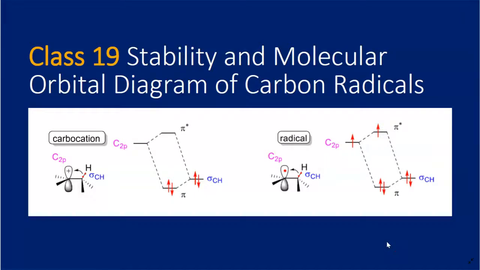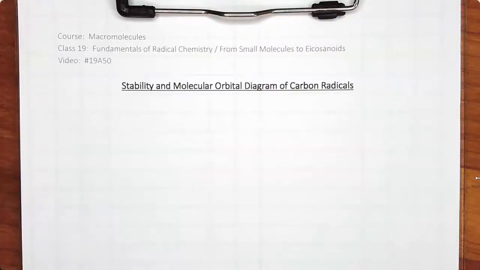Hi all. In class 19 we are discussing the fundamentals of radical chemistry, and in this first video I'll show you how to make a radical, a general way to make a radical, and talk about what stabilizes radicals and ultimately how to draw these types of molecular orbital diagrams. A radical is an atom or an atom in a molecule that has an unpaired electron, and let me show you one way to make a carbon radical via what's called hydrogen abstraction.